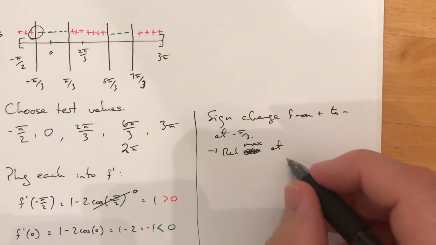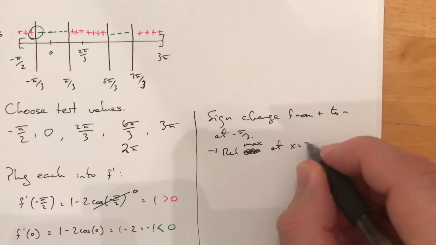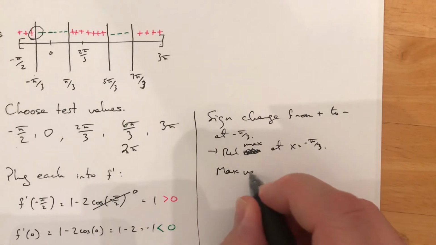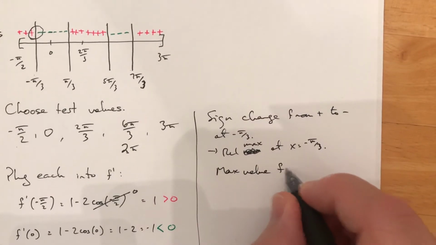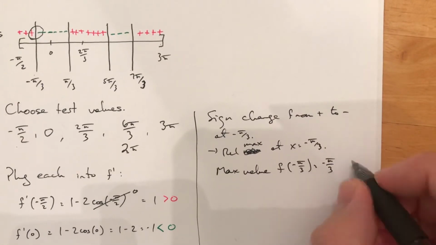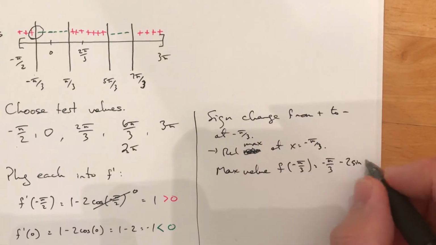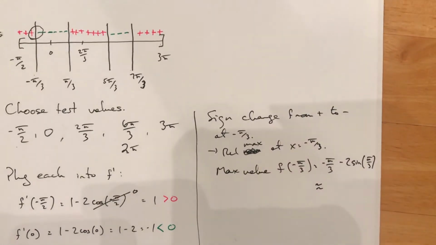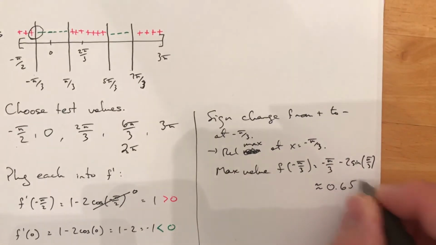A relative maximum at x equals negative pi over 3, and our max value, f of negative pi over 3, is negative pi over 3 minus 2 sine of pi over 3. And I looked that up on my calculator and it was about 0.685.